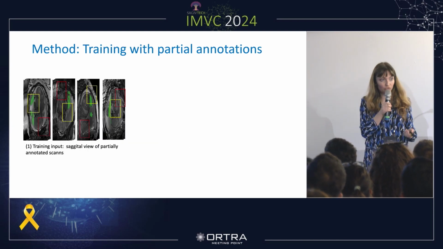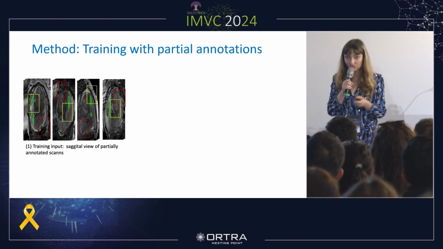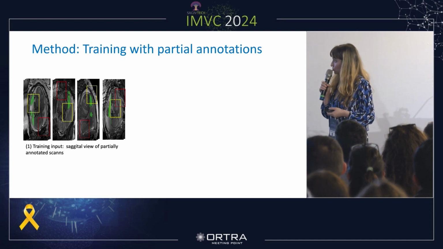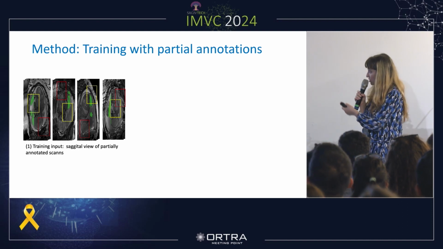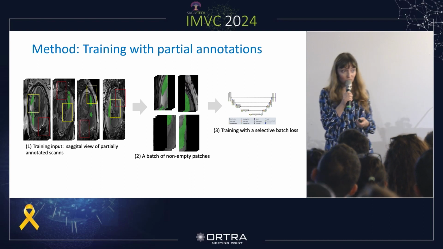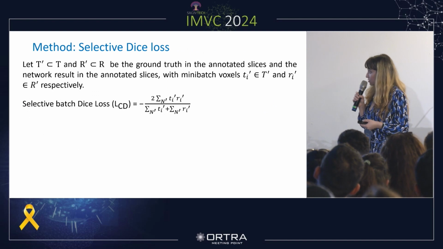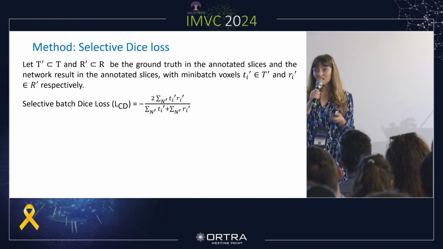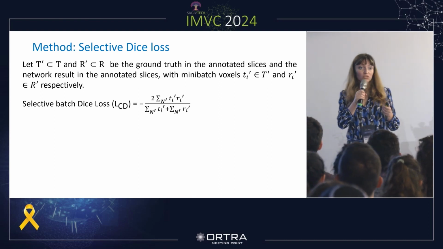So how do we train this? Of course, we don't have annotations for the whole structure, so we need to train it a little bit differently. First, we choose only the blocks where we do have some annotation. These are the blocks here in yellow. And we train this with a selective batch dice loss. What does it mean? It's very similar to the regular batch dice loss, just the dice loss for the whole mini batch. But now, instead of taking all the voxels into account, we take only the annotated voxels.